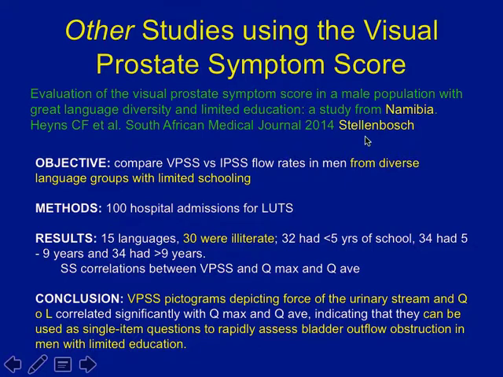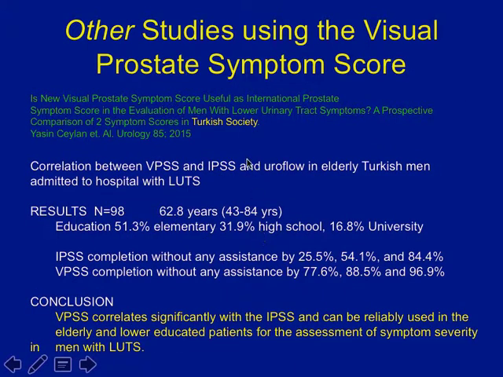In Namibia, very recently, the score was given to a much bigger community who were completely illiterate. And again, they had a high number of people who could complete it on their own. So that was a very important finding. And finally, the last culture, so it was tested in Turkey. And here, a lot of people had university education.